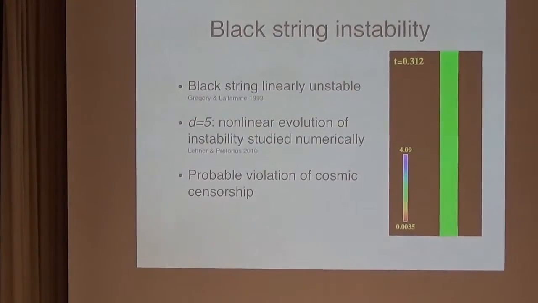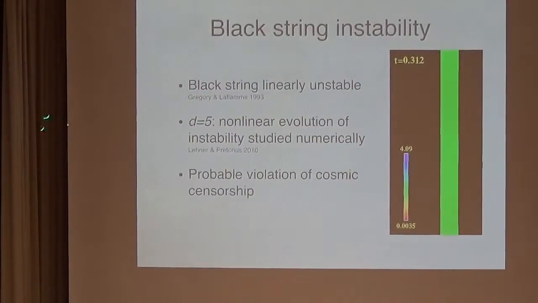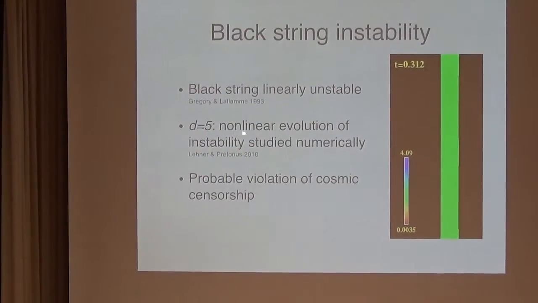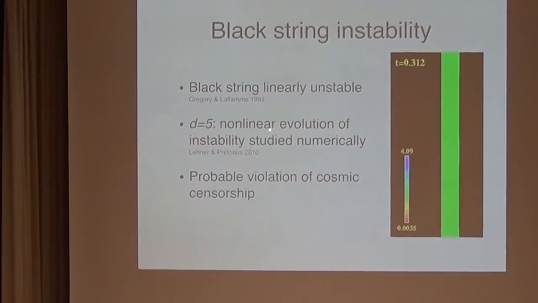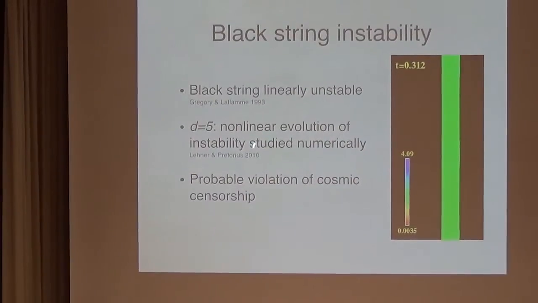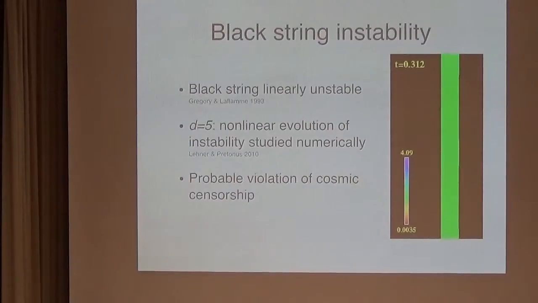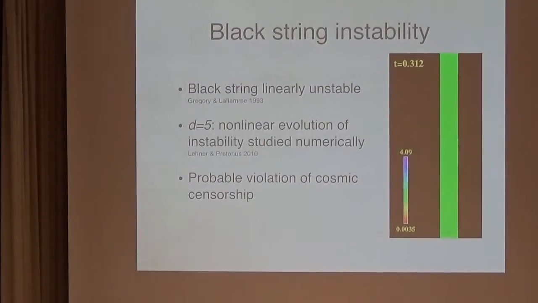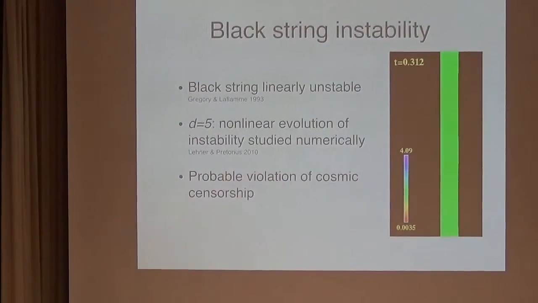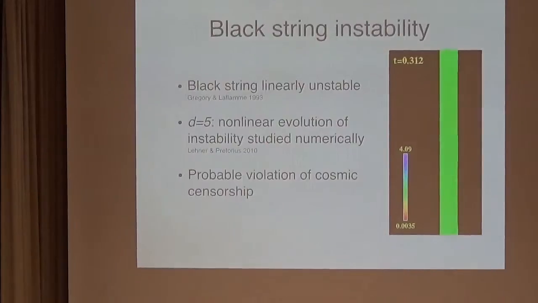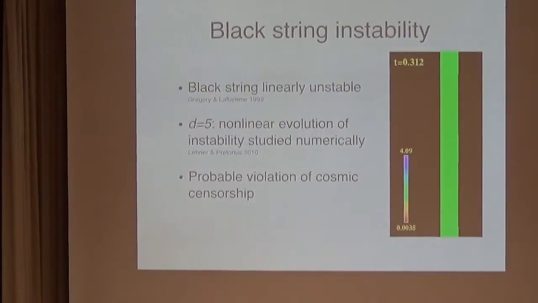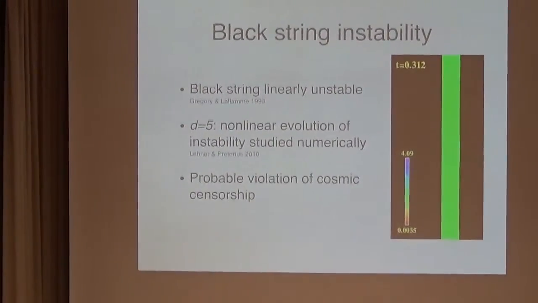And let me back up with something I forgot to say, which is that people had conjectured that the possible nonlinear evolution of this instability would involve the string trying to break up into black holes. So instead of having an infinitely extended string, the horizon would want to pinch off and form an array of black holes. The problem with this suggestion is that although it's consistent with the second law of black hole mechanics, it would have to violate cosmic censorship.